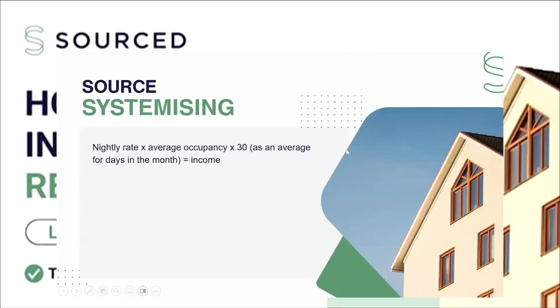So that was HMO. Let's have a look at serviced accommodation, because there's also a systemized approach to serviced accommodation. The formula for serviced accommodation is you take the nightly rate, multiply by the average occupancy times 30 as an average for the days in the month, and that gives you your income.